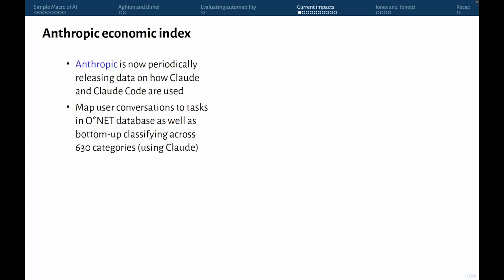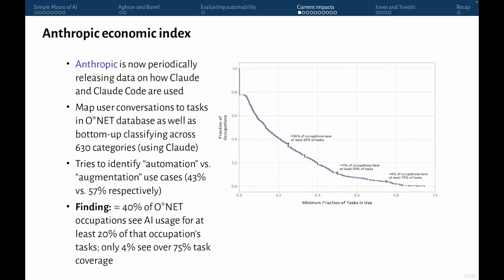One thing to be aware of is the Anthropic Economic Index. They're now periodically releasing data on how Claude, and now in their most recent update, Claude Code are used. They map user conversations to tasks in the ONET database, as well as their own bottom-up classification across a different task space that they've constructed themselves. They also try to identify automation versus augmentation use cases.